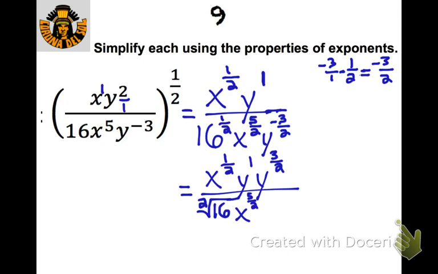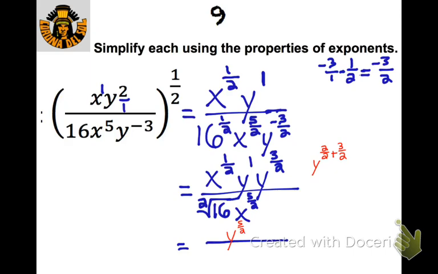All right. Next thing we're going to do is go ahead and combine those y's. So we're going to keep the base, and we're going to add the exponents. So 1 plus 3/2, we're probably going to have to get a common denominator. So 1 is the same thing as 2/2. So this is going to end up being y to the 2/2, that's the same thing as 1, plus 3/2. So on the top here, this is going to be y to the 5/2.